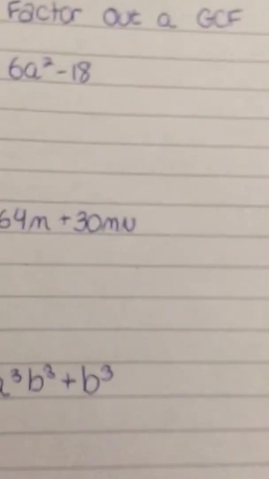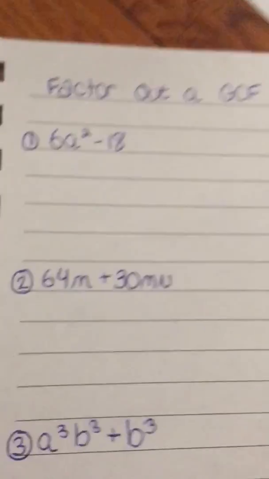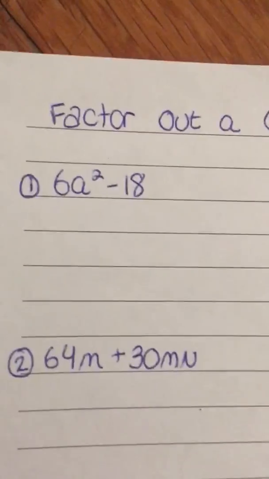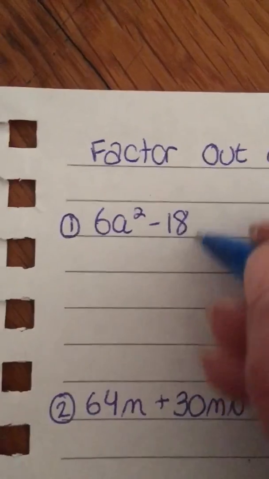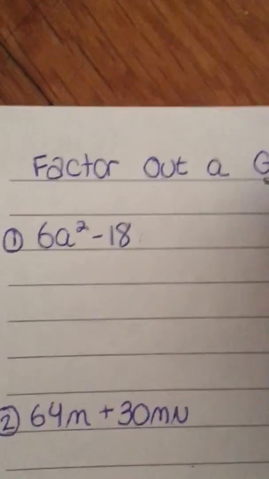All right, and we're up to our last section of GCF, greatest common factor. Now we're going to be actually factoring out that greatest common factor. All right, so we're going to factor out a GCF, which means we first need to find the GCF. So we have 6 and negative 18. So we can't pull out any a's because there's no a there. So just look at your numbers.